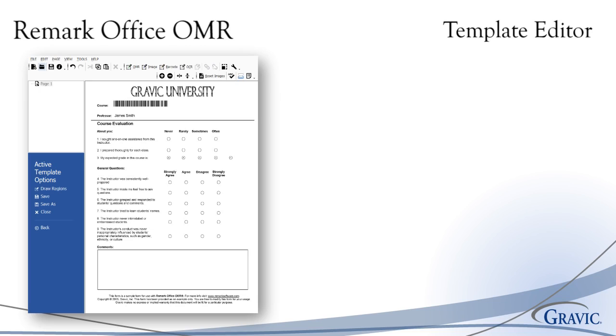After you've created your form, you will need to scan in a blank copy with which you will create your template in the template editor. This is where you define the various areas of the form that you want the software to recognize and choose what type of data output you require when the filled-in forms are processed. These regions include OMR, barcode, OCR, and image regions.